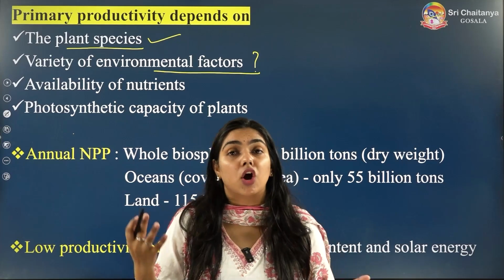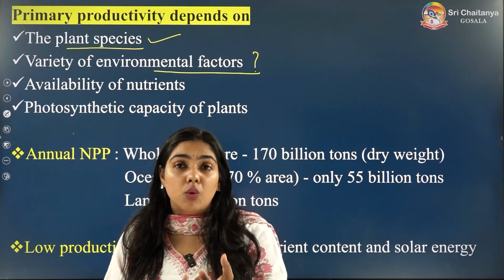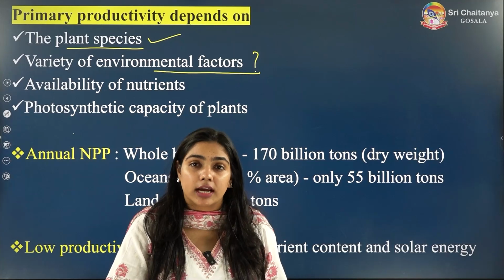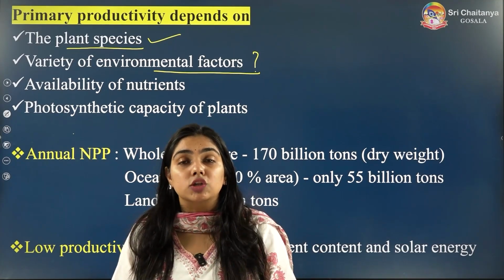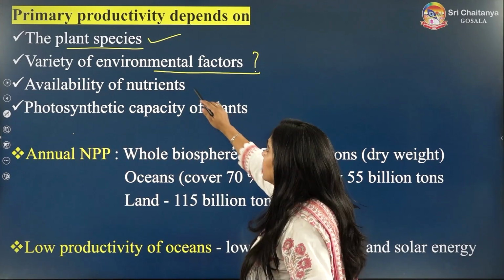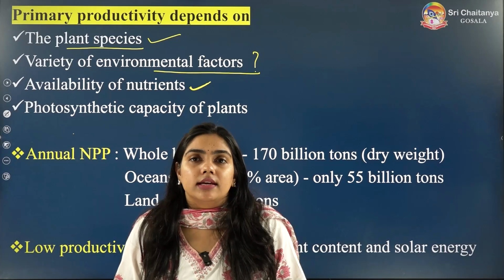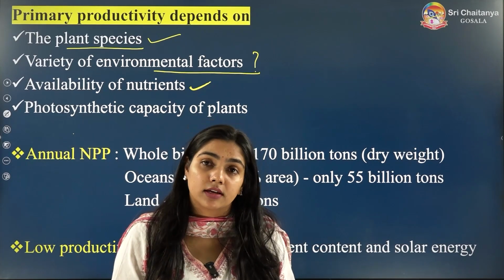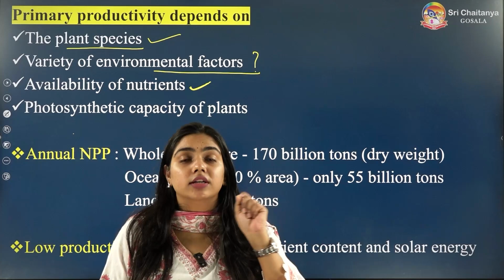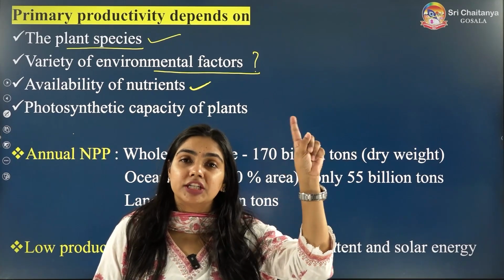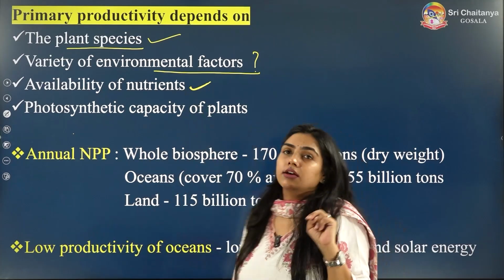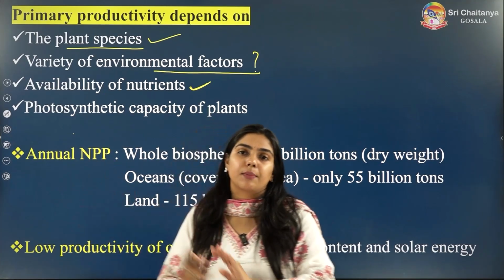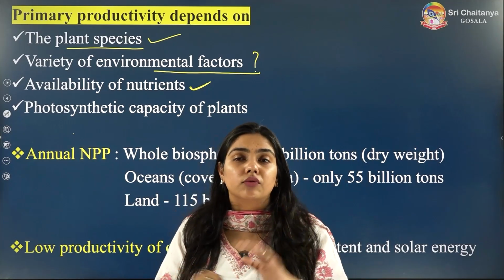The next point is availability of nutrients. Obviously, nutrients are a requirement of the plants. If there are fewer nutrients in the soil, then the plant's productivity will not be that much. But if nutrients are very high in the soil, then the productivity will definitely increase. The fourth one is photosynthetic capacity of plants. Obviously, for different plants, photosynthetic capacity also varies. So these are the four factors upon which the productivity of plants depends: first, plant species; second, variety of environmental factors; third, nutrient availability; and fourth, photosynthetic capacity. You can remember these four points.